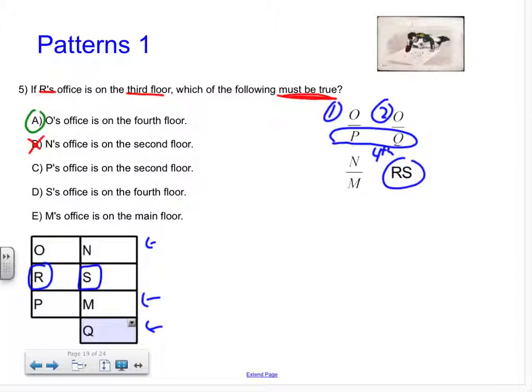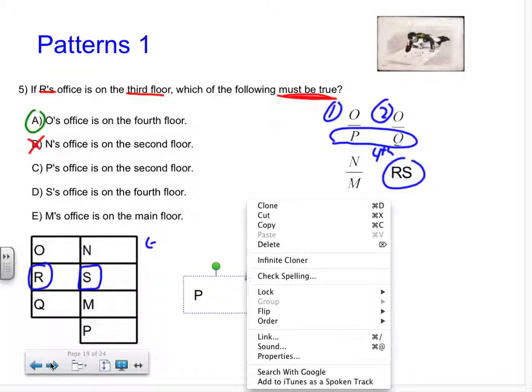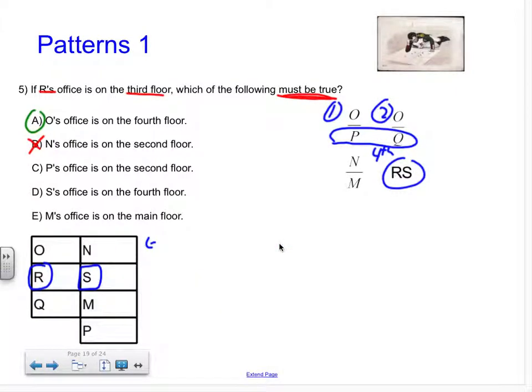P's office is on the 2nd floor. It could be the case that P is on the 2nd floor, but there is an alternative. We can swap out P so it's on the bottom floor here, and Q, oh, I got an extra P there, and I can put Q here, and that would still work. Let's delete this P so it's out of our way. Alright, so P's office does not have to be on the 2nd floor, so we can get rid of it.